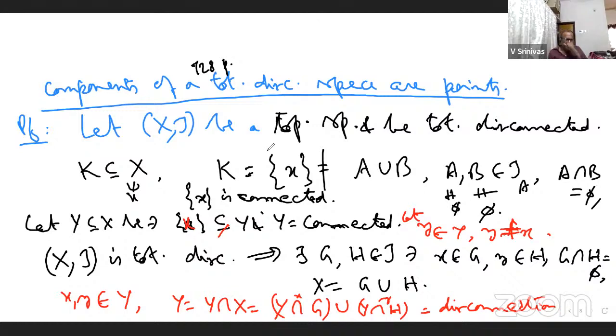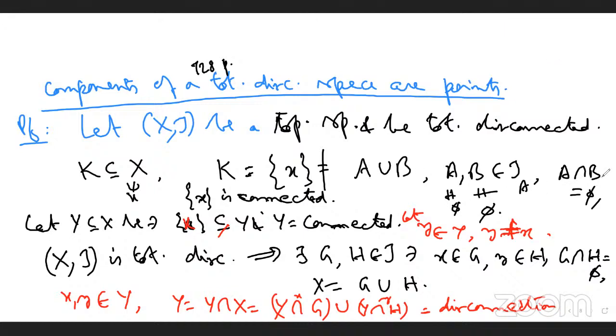Agree? So I'll repeat, as this is a bit involved. Components of a totally disconnected space are points. Let (X, tau) be a topological space and let it be totally disconnected. First of all, I'm showing that for any small x belonging to capital X, singleton x is connected. You cannot write singleton x as a disconnection, because if x belongs to A, then B will be empty, since these two are disjoint. So this is not possible. Therefore, singletons are connected. In a topological space, singletons are connected.